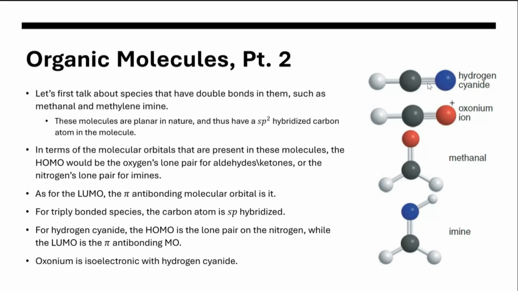So in terms of the molecular orbitals that are present in these molecules, the HOMO would be the oxygen's lone pair for aldehydes or ketones, or the nitrogen's lone pair for imines. And as for the LUMO, the pi anti-bonding molecular orbital is the LUMO. And for triply bonded species, the carbon atom is sp hybridized. As you can see, if we leave two unhybridized p orbitals, then we get two pi bonds, which is present in these triply bonded species. So for example, with hydrogen cyanide, the HOMO is the lone pair on the nitrogen, while the LUMO is the pi anti-bonding molecular orbital. And this can also be extended to the oxonium ion, since it's isoelectronic with hydrogen cyanide, meaning it just has the same way that electrons are arranged.